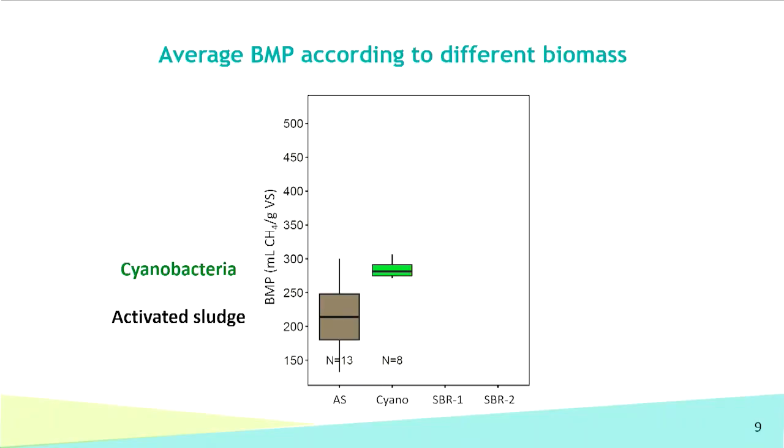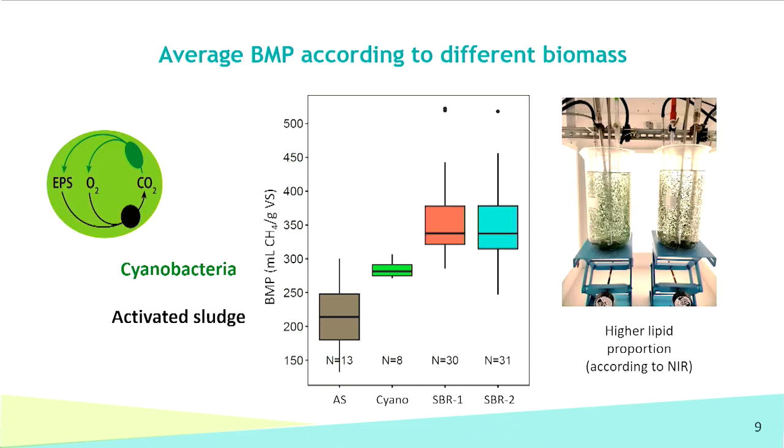So these are the first results. Here you can see the average BMP of activated sludge, which represents the heterotrophic population that we can find inside of the granules. The average BMP of cyanobacteria cultures that were initially isolated from granules. And on the other hand, the average BMP of granules that were grown in the reactors.